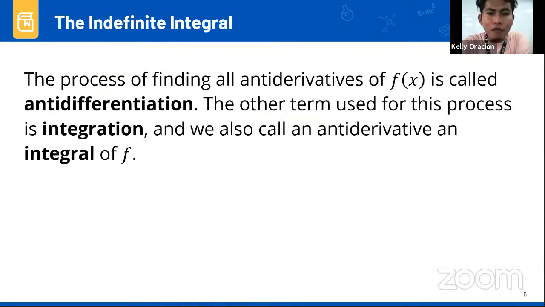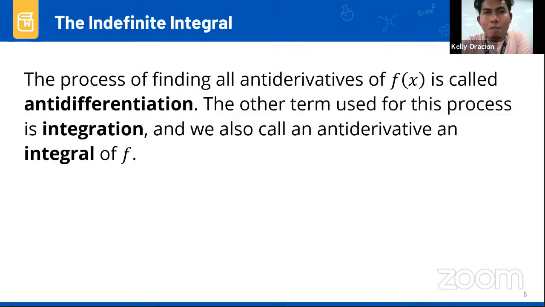The process of finding all antiderivatives of f(x) is what we call antidifferentiation. The other term for that is integration. So antidifferentiation and integration are just the same. It's the process of getting the antiderivative. For the derivative, the process is differentiation; for the antiderivative, the process is antidifferentiation or integration.